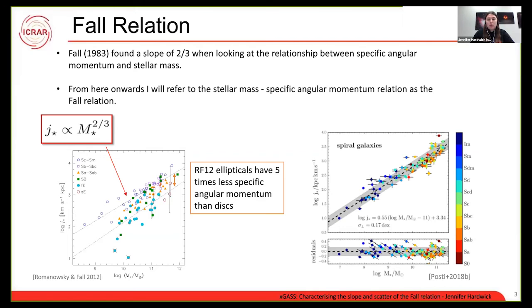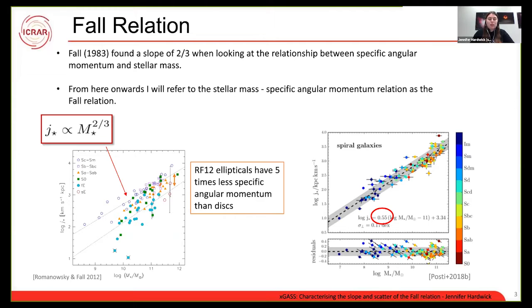In contrast, other works such as Posti in 2018 have also studied this Fall relation, where here they found a slope that was a bit shallower of 0.55, which they attributed to a varying Fj and F star with stellar mass. Now, you can also see that they have a different range of morphologies in their sample, but they didn't find as much of a spread in their relation with morphology. So it's still quite contended what the slope and scatter of this relation is.